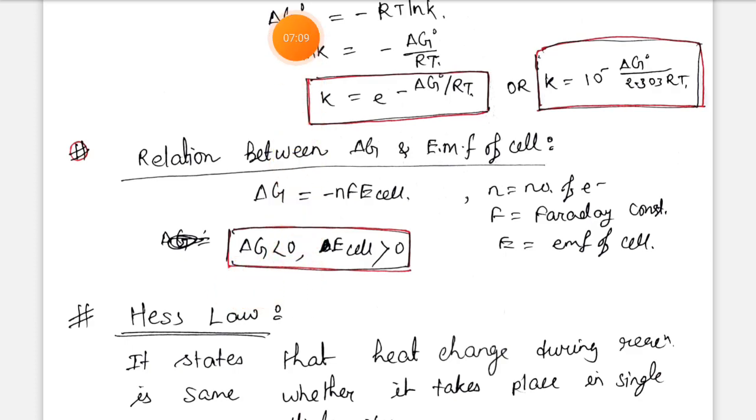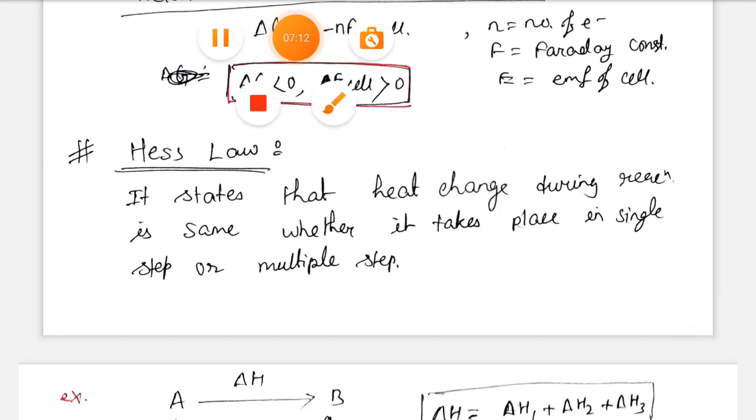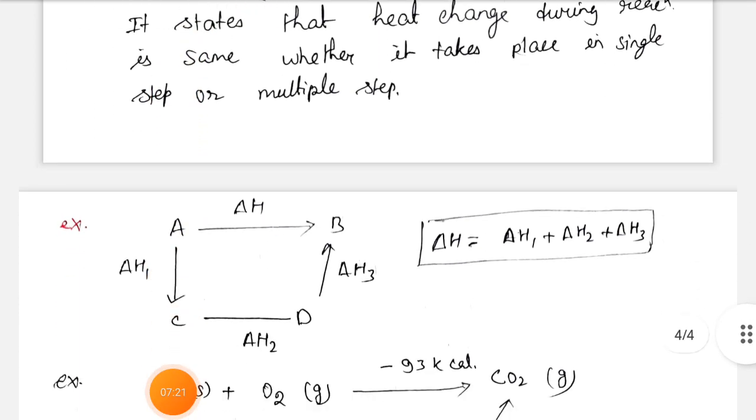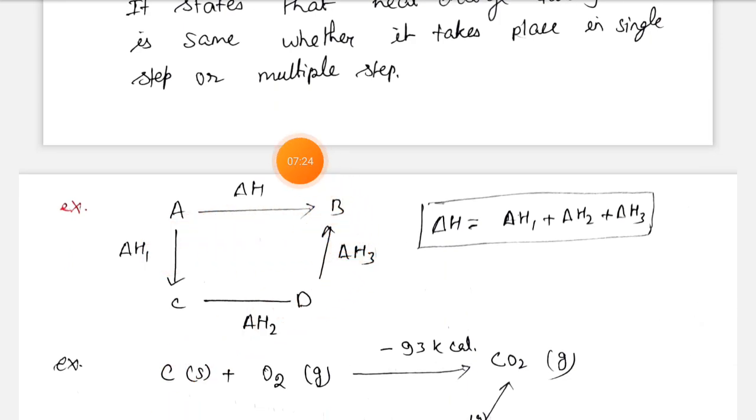Next, Hess's law. It states that the heat change during a reaction is the same whether it takes place in a single step or in multiple steps. Okay. So if we take a general example, A to B is a single step reaction. The multi-step reaction is A to C, C to D, D to B. For the single step reaction, the enthalpy change is delta H, and for the multiple steps, the enthalpy changes are delta H1, delta H2, delta H3. Then delta H for the single step reaction is equal to delta H1 plus delta H2 plus delta H3.